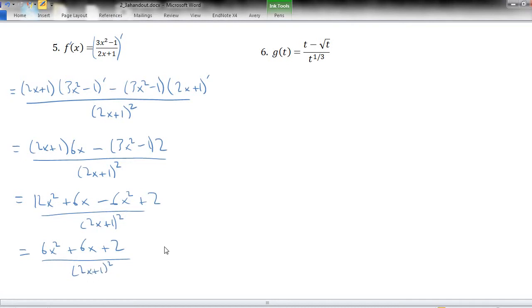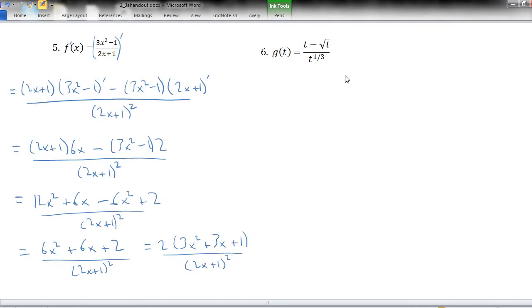And I don't know how much we can simplify that. I suppose we could factor out a 2 from the numerator, and we're left with 3x squared plus 3x plus 1 over 2x plus 1 squared. I don't know off the top of my head if this quadratic polynomial will factor or not. I'll let you think about that one, but this would be fine as an answer.